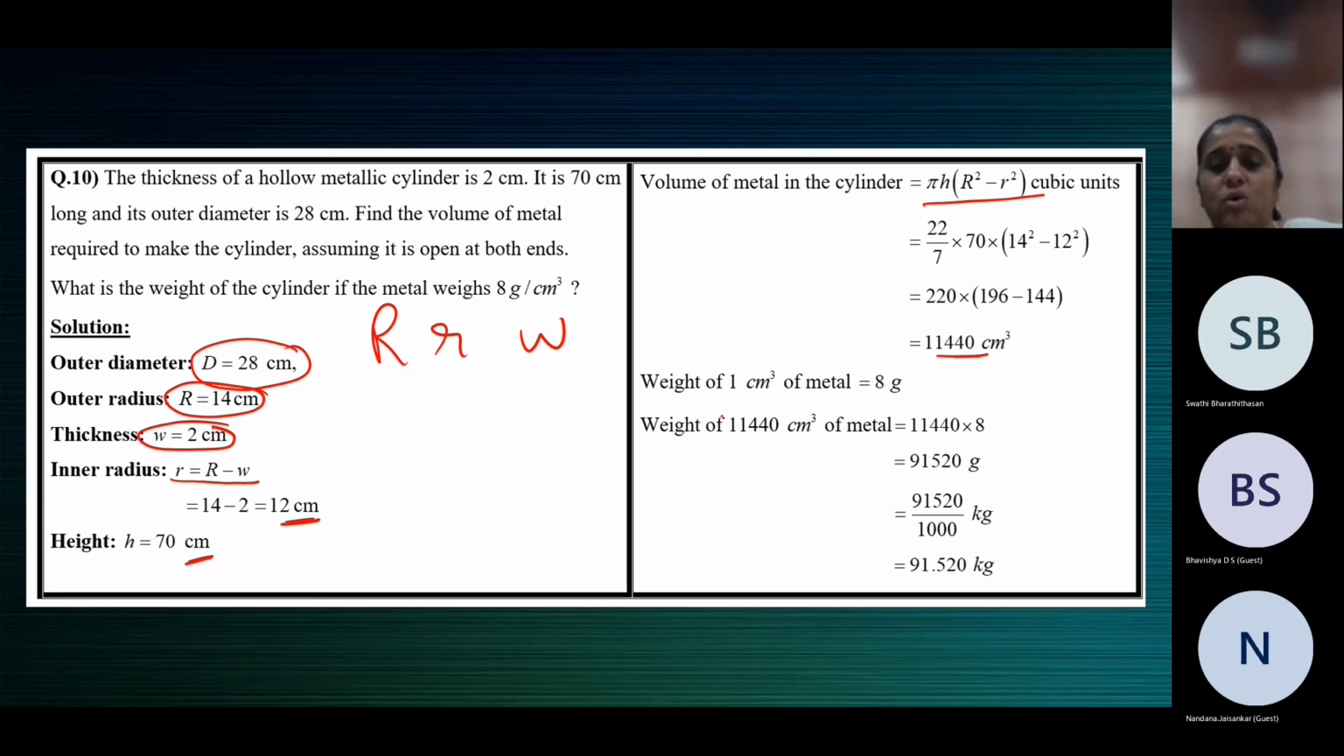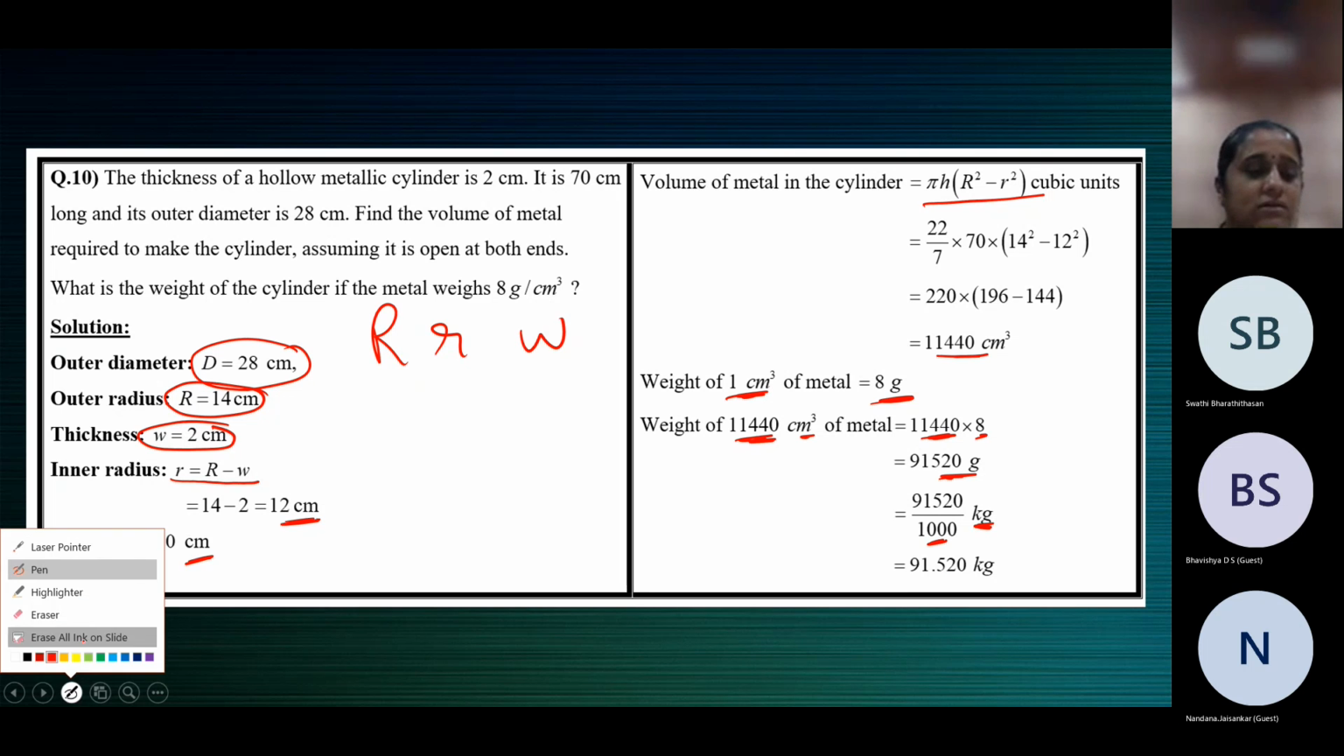Then it's given 1 centimeter cubed is 8 grams. So 11,440 centimeter cubed will be 11,440 into 8. So it will be 91,520 grams. But since it's more than 1,000 grams, you divide by 1,000 to convert it to kilograms. How do you convert grams to kilograms? Divide by 1,000. And that's nothing but 91.520 kilograms.